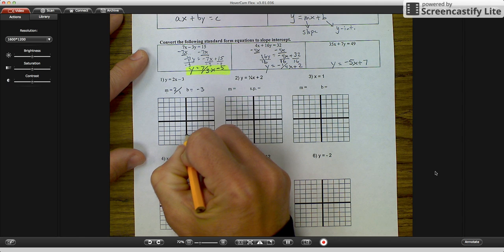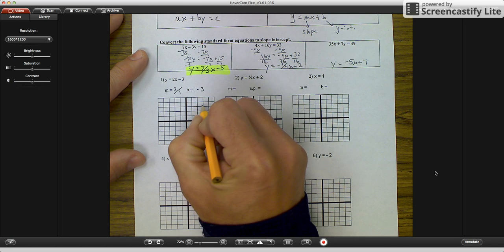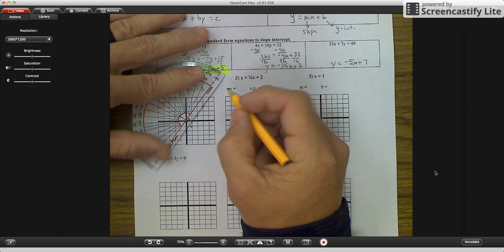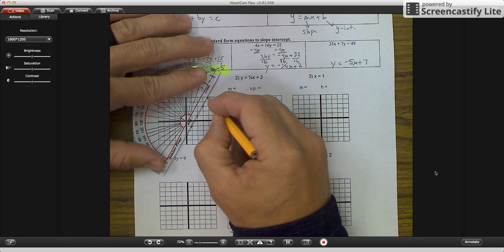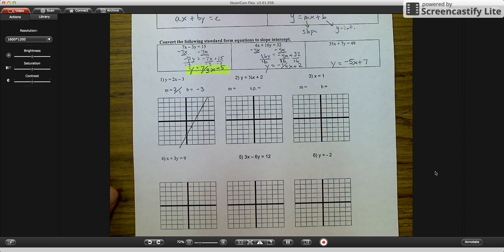And you go up 2 to the right one, up 2 to the right one, up 2 to the right one. And we plot our line. You could put as many points as you want. When we're doing systems, I recommend that you put every point.